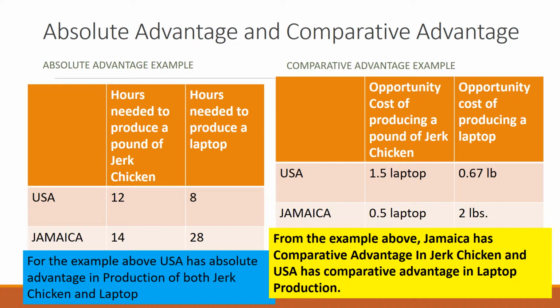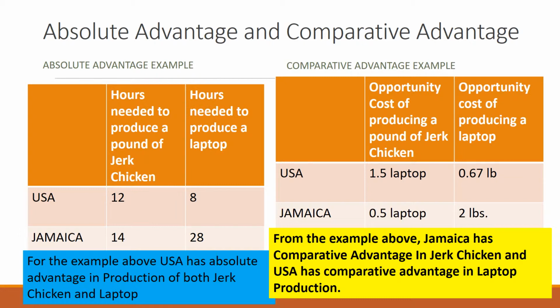Similarly, we can also find out the opportunity cost of producing a laptop for US as well as opportunity cost of producing a laptop for Jamaica. So for US, opportunity cost of producing a laptop would be measured in terms of the foregone amount of jerk chicken production, right? So US spent 8 hours to produce a laptop, meaning that 8 hours could have been spent instead in jerk chicken production, and US could have produced 0.67 pound. That's like 2/3 of a pound of jerk chicken with that time, right? So that would be the opportunity cost of US's laptop production in the amount of foregone jerk chicken.